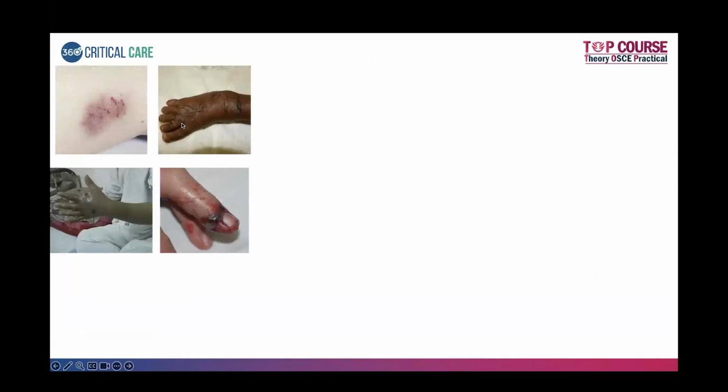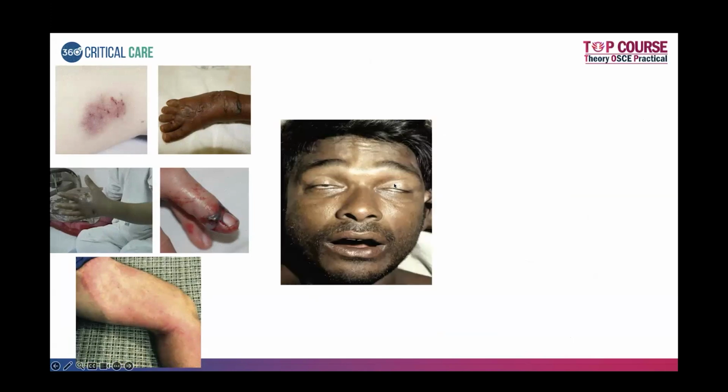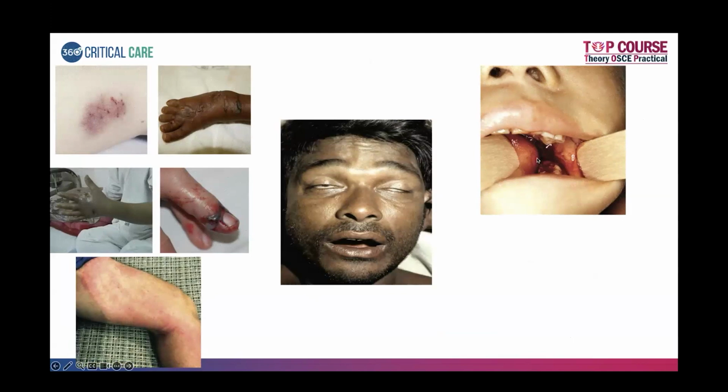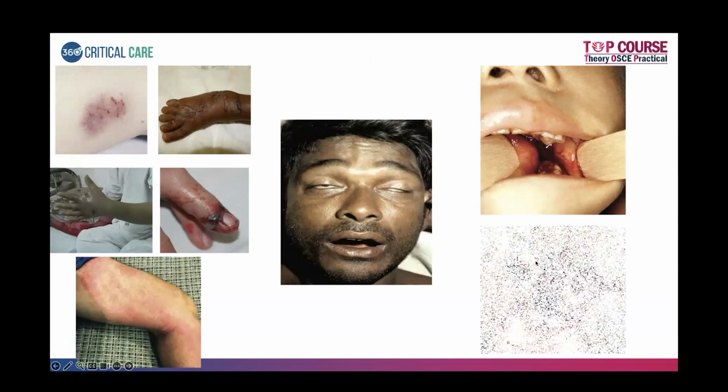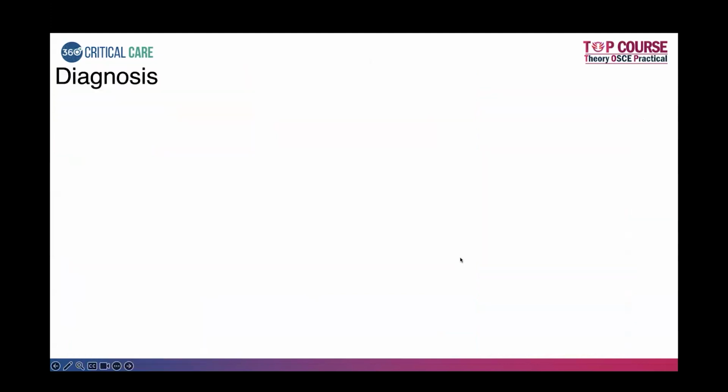So here are just a few images. Here you can see local reactions. Then here you can see lymphangitis that has occurred. Then you can see ptosis following neurotoxic envenomation. Then here you can see gum bleeding, gingival bleeding. And here you can see pituitary apoplexy, which is seen in extreme cases.